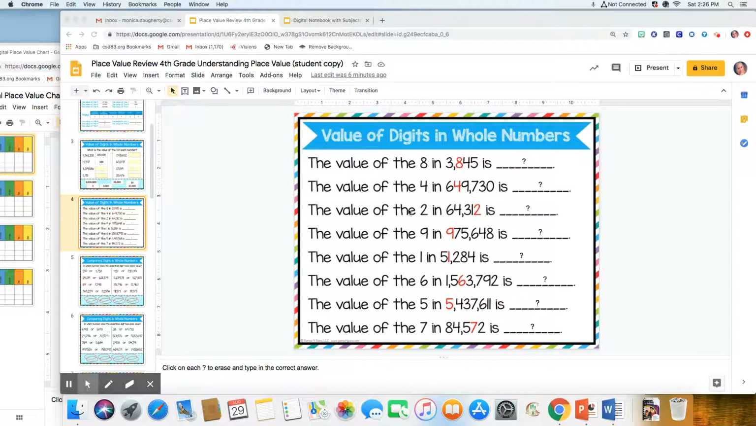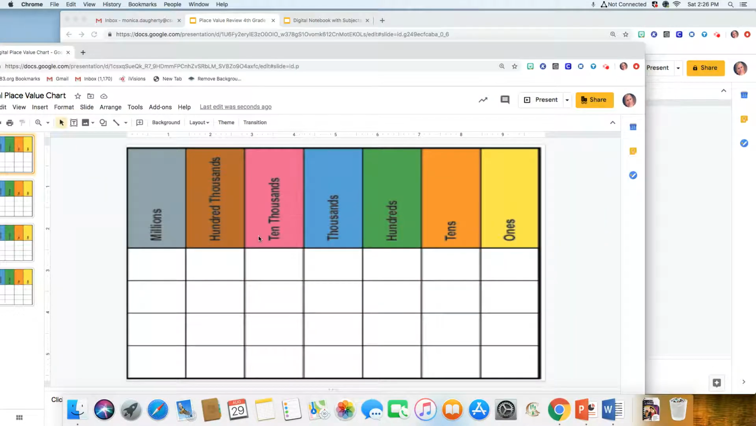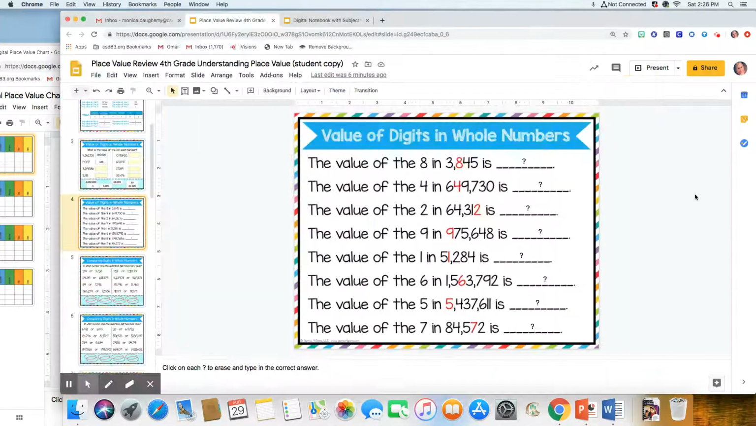Hi guys, we are in the place value review in your Google Classroom assignment. I am working on slide 4. And just like our previous slides, we are looking for the value of digits in whole numbers. So the first thing I'm going to do, and what you should do, is draw out a place value chart. I have mine right here. And I'm going to plug in this number right here.